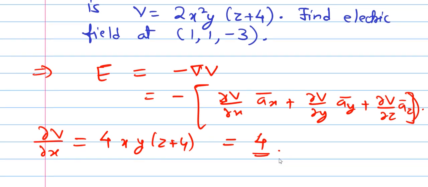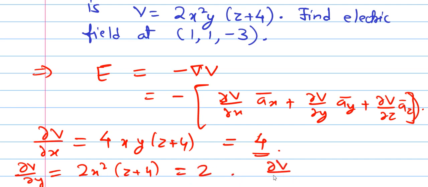Now similarly find ∂V/∂y. Treat y as the variable and differentiate partially. The partial derivative will be 2x²(z plus 4). Now the coordinates are (1, 1, -3). Substitute: 2 into 1 squared, times (-3 plus 4, that means 1). So the answer will be 2.